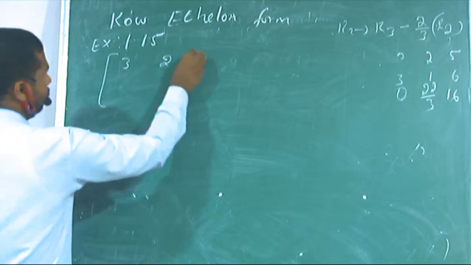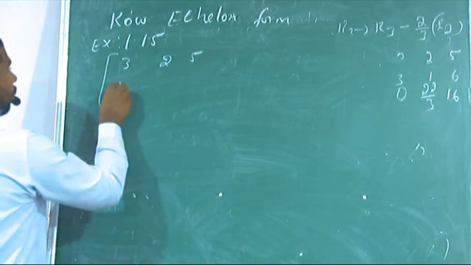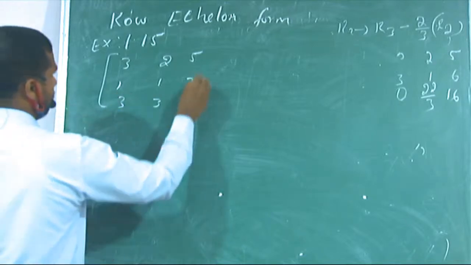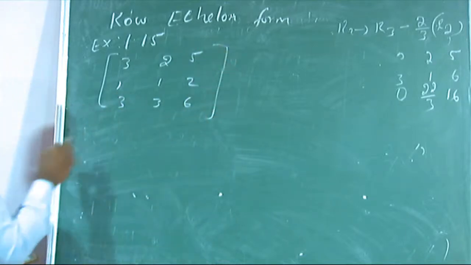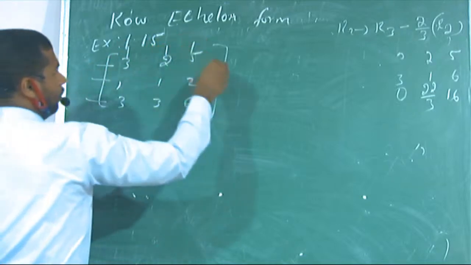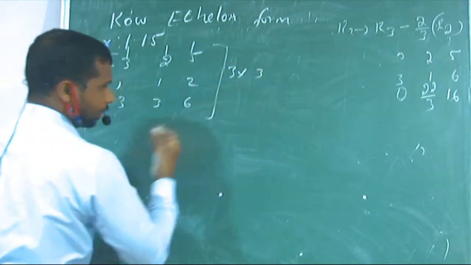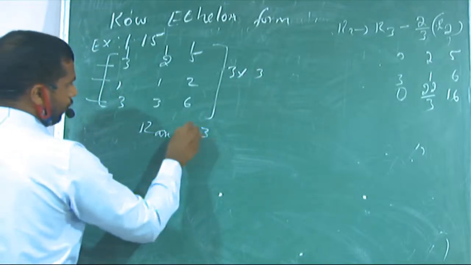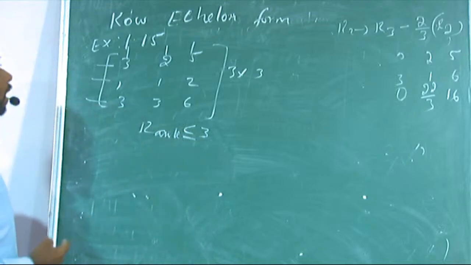3, 2, 5, 1, 1, 2, 3, 3, 6. Okay, this is a 3 by 3 matrix. We can say 3 rows and 3 columns. For a 3 by 3 matrix, consider the minimum, so we can say the rank is 3 or less than 3.